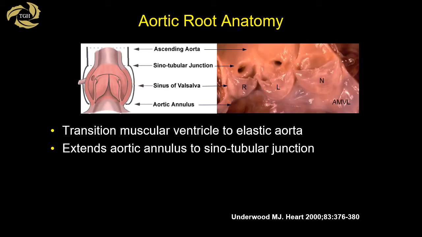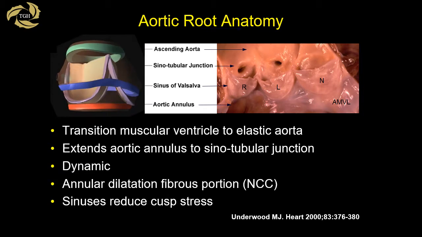The aortic root forms the transition from the muscular left ventricle to the elastic aorta. It extends from the base of the aortic valve cusps to the sinotubular junction. It comprises the aortic valve, three sinuses of Valsalva, sinotubular junction, and proximal portion of the ascending aorta.